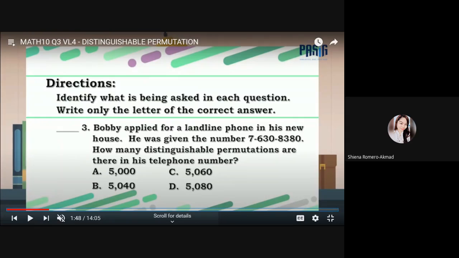Bobby applied for a landline phone in his new house and he was given the number 76308380. How many distinguishable permutations are there in his telephone number? How many digits? 1, 2, 3, 4, 5, 6, 7, 8. That's 8 factorial divided by, which ones are repeated there? Which numbers were repeated?